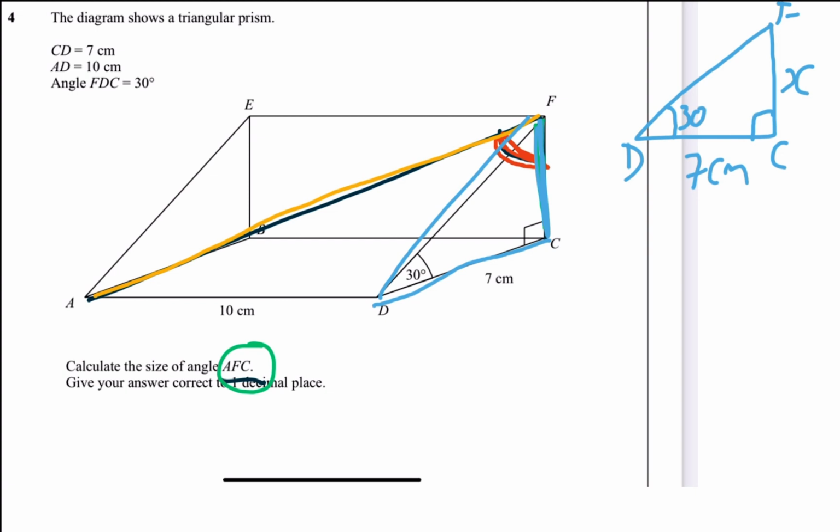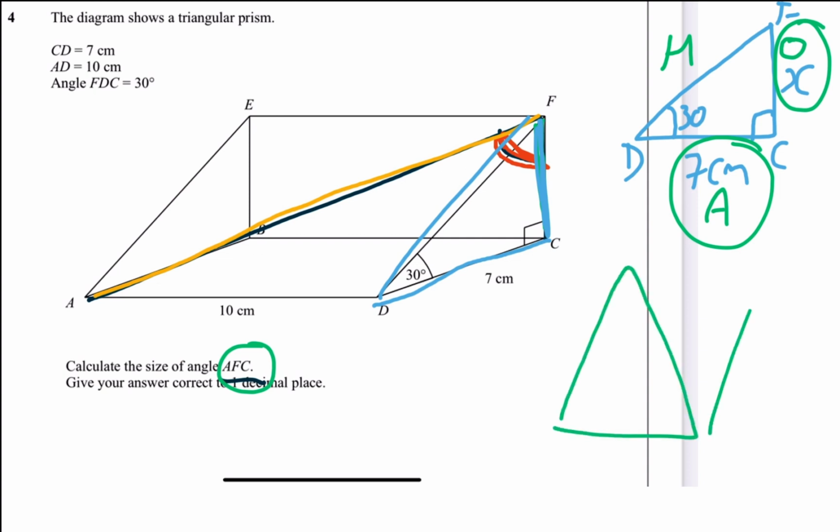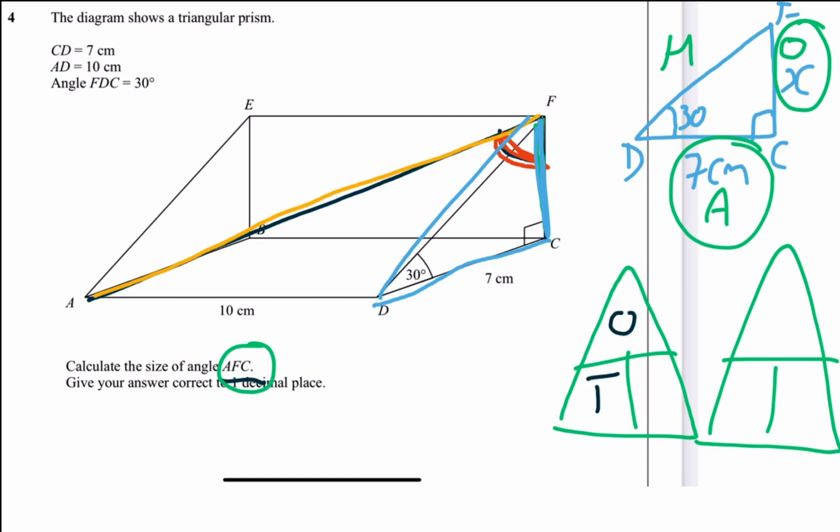It's so important. We're going to use SOHCAHTOA for this. In order to use SOHCAHTOA, this is the hypotenuse, DF. The opposite is your X, and your adjacent is your 7 centimeters. We're going to circle the two sides: opposite, because I need to work out what this side is, and 7 centimeters, which is the adjacent. We're using adjacent and opposite, so we're using tan, so it's TOA.